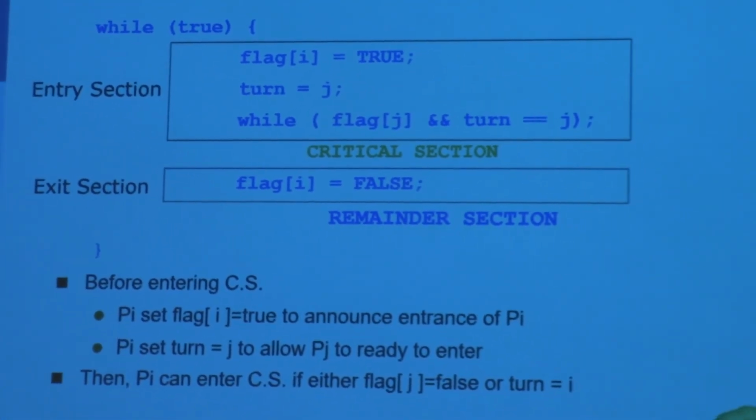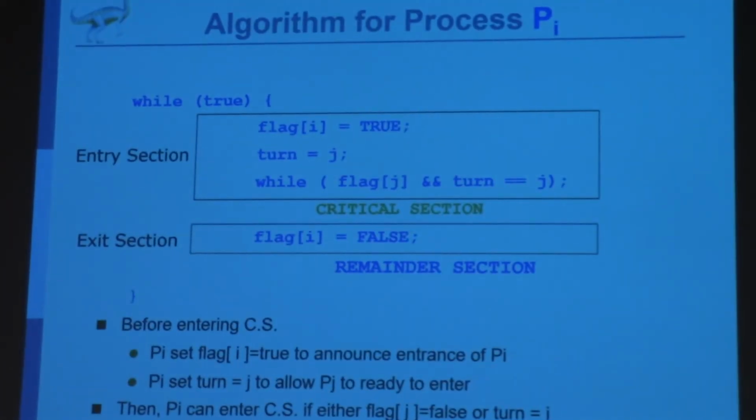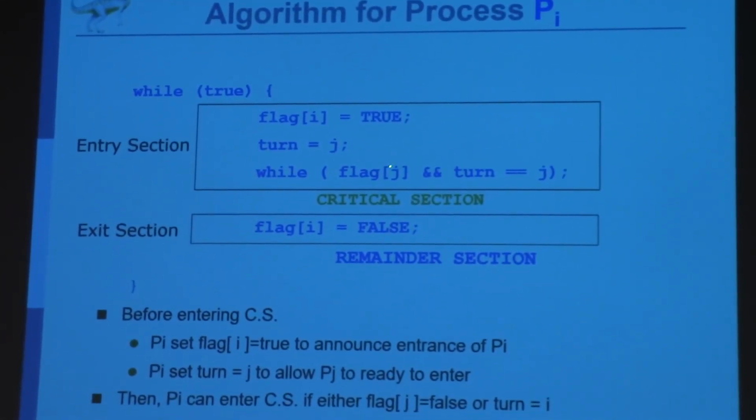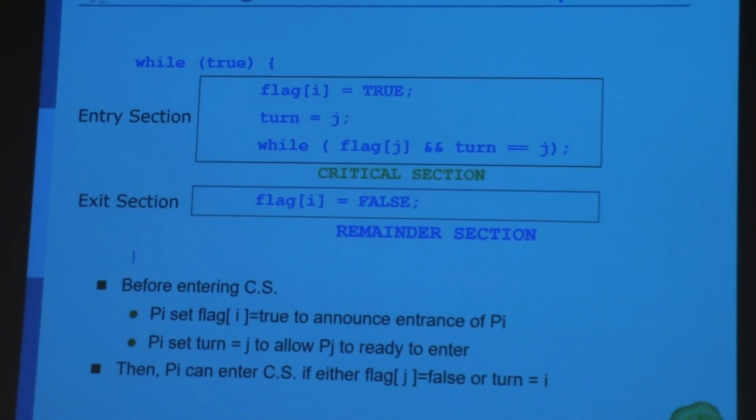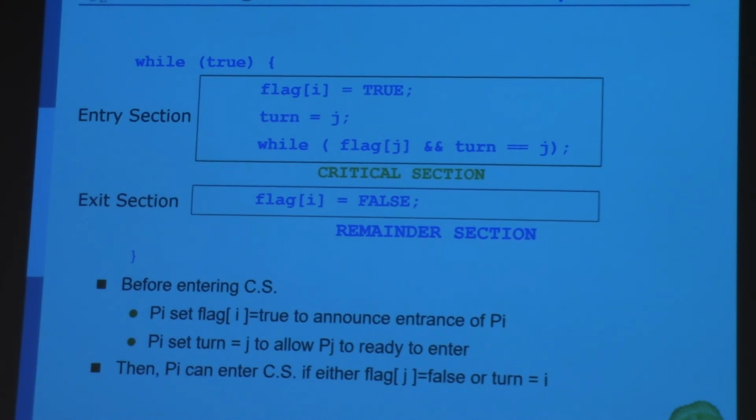Then check the while loop. Flag J is false. So process J is not entering the critical section. That means this is an exit condition. If only either of them is false, we can exit the while loop. So it can enter. No problem to enter the critical section. So right now, process I is in the critical section.